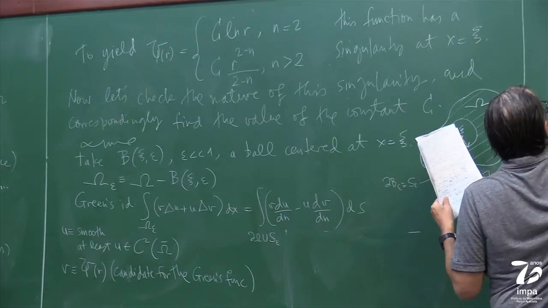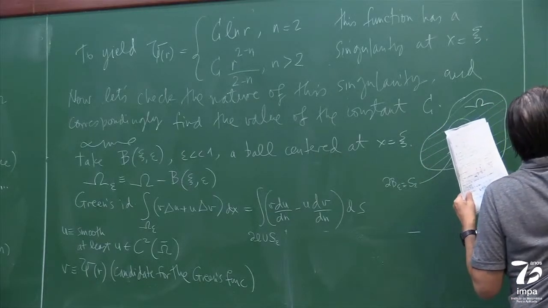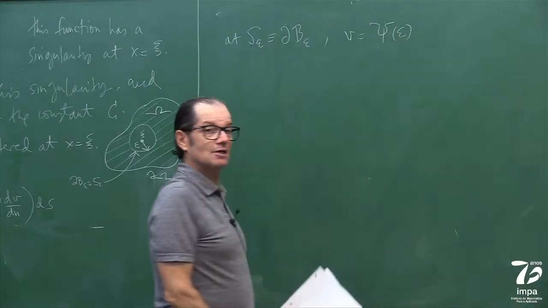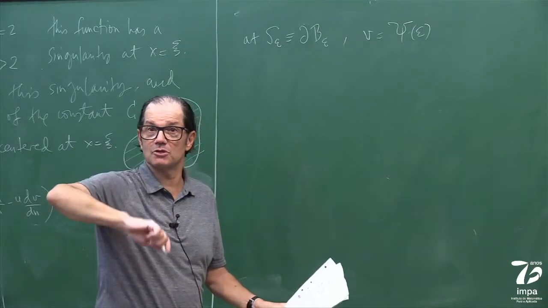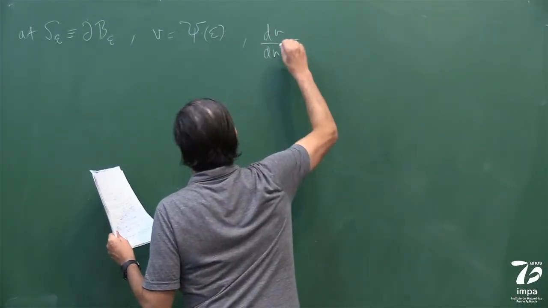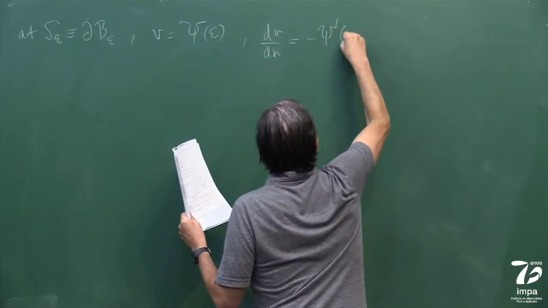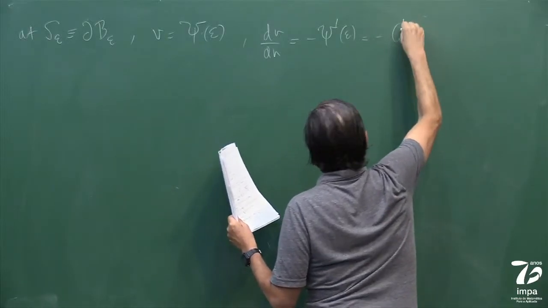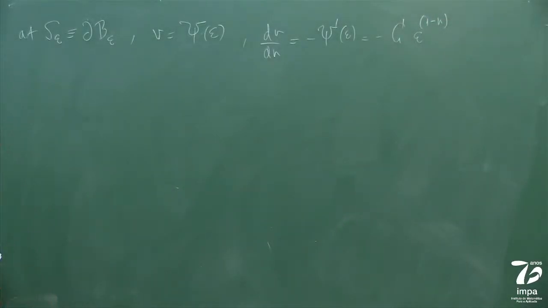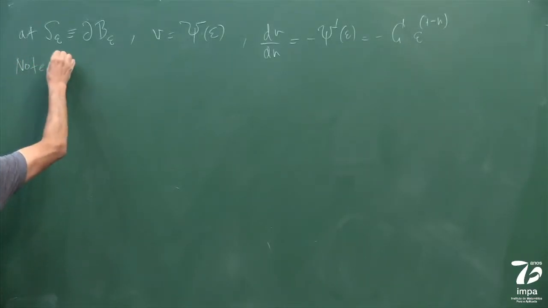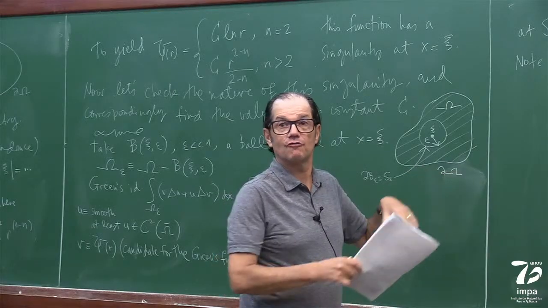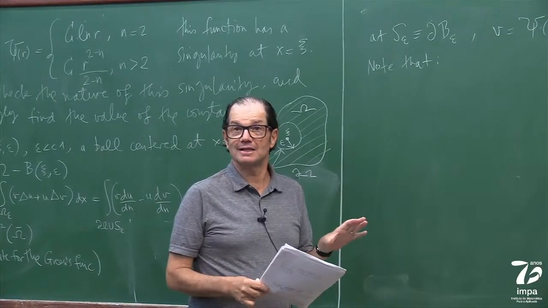At S epsilon, which is the boundary of the ball, V is basically a constant, right? This function has spherical symmetry, so it is basically this constant. And dv/dn is this, just by computing there. So now we have the following. I'm going to do some approximations using order epsilon and so on for the boundary terms of my Green's identity.